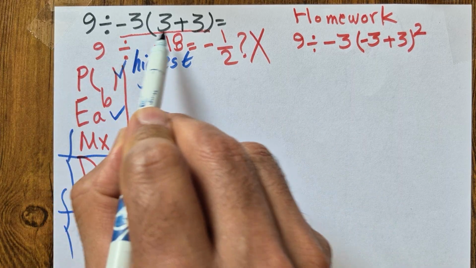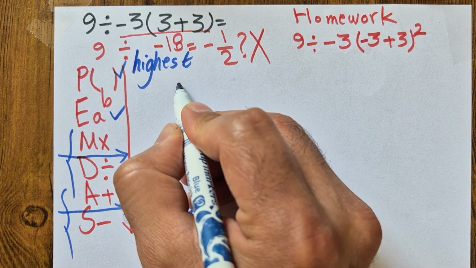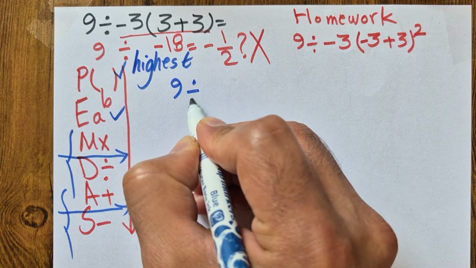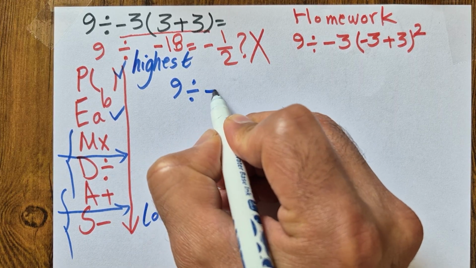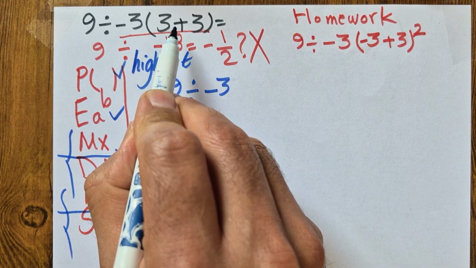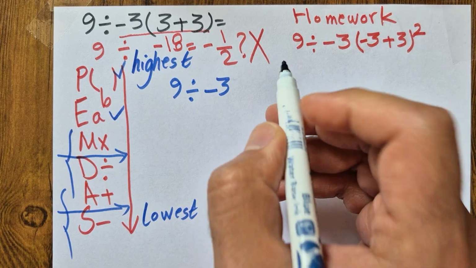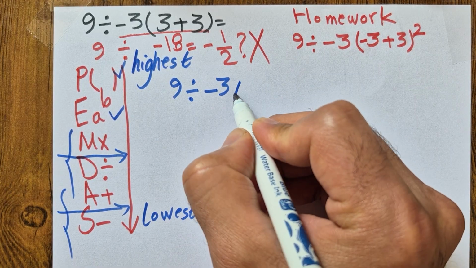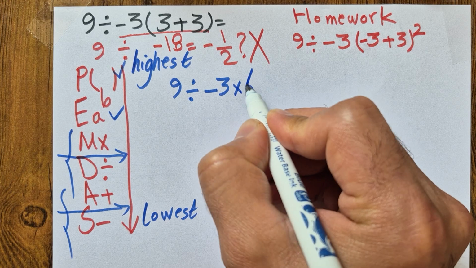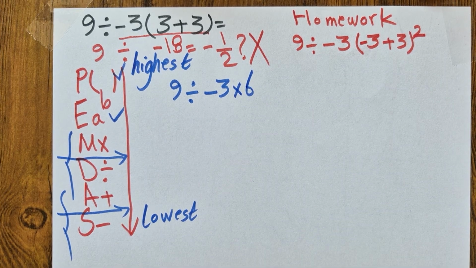Do we have any parentheses in this? Yes, we do. Let's do the parentheses at first. So let's write everything down. 9 divided by minus 3. What's inside the parentheses? So we have 3 plus 3, which gives us 6. So you can remove that and put it into a multiplication.